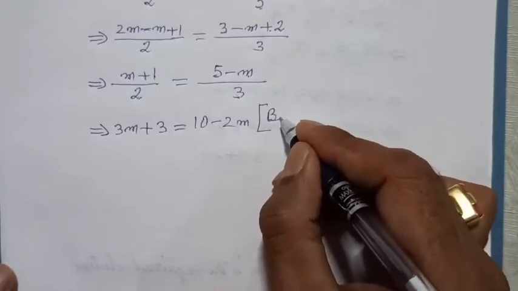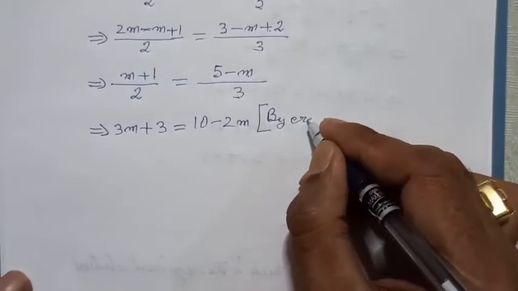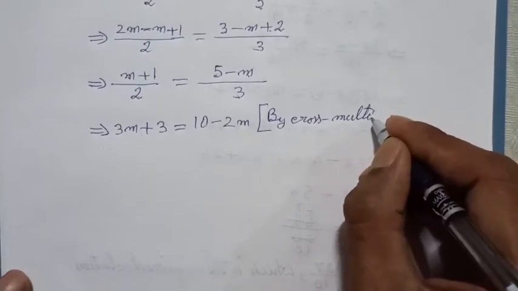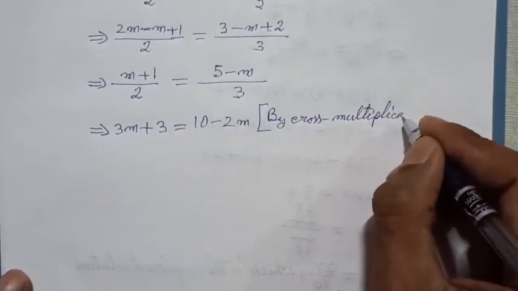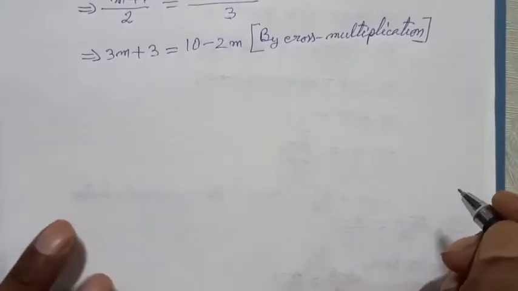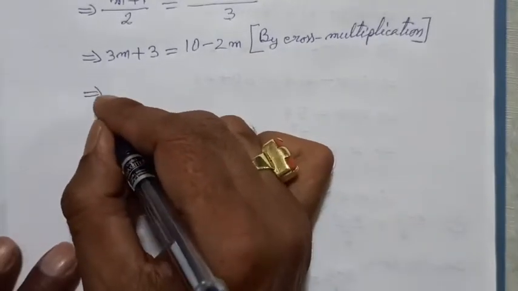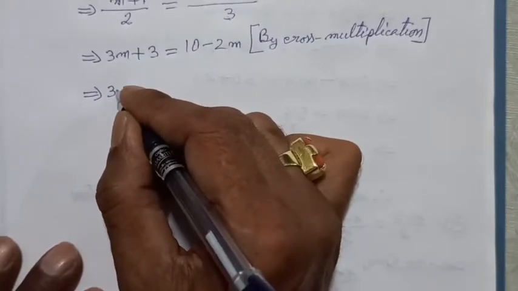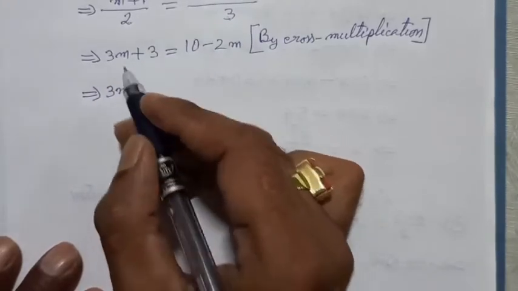By cross multiplication. Next steps. Now we are going to write down those terms which have variable on one side.